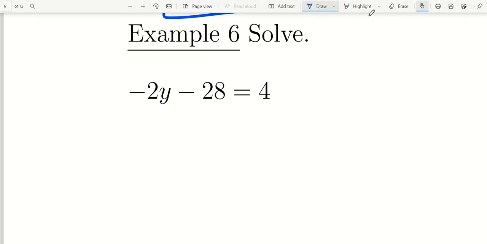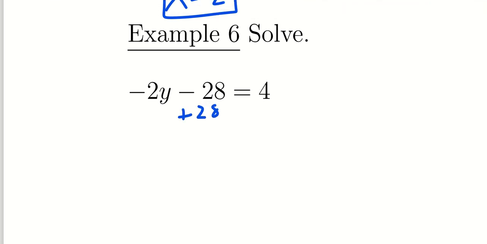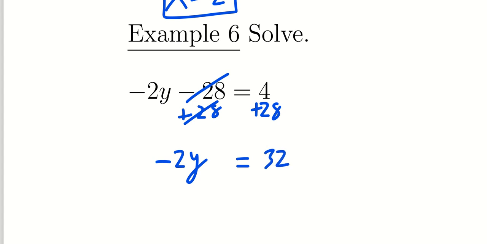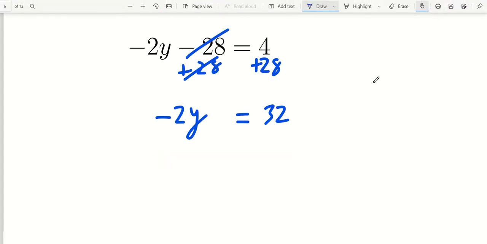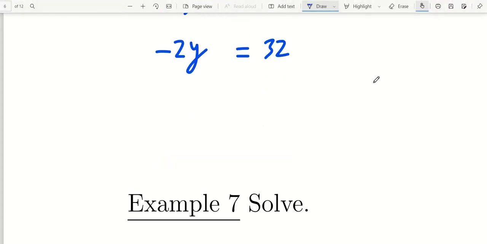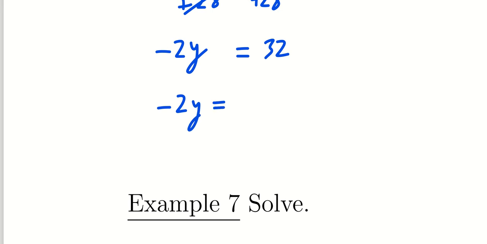The opposite of subtracting 28 is to add 28. So we're going to add 28 to both sides. The equal sign comes straight down. The negative 28 and the positive 28 cancel. So on the left-hand side, we're left with negative 2y equals 4 plus 28, which is 32.